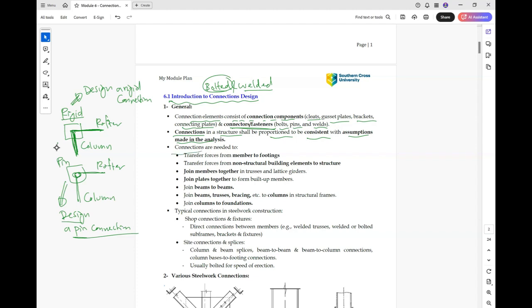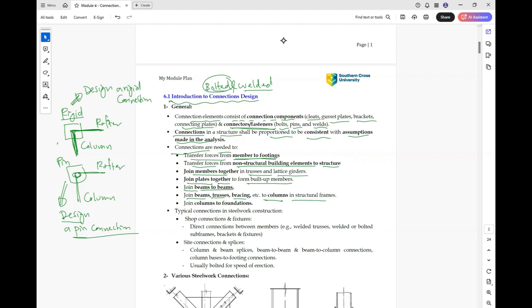The connections are needed to transfer the forces from the members to the footing, for example, transfer forces from non-structural building elements to the structure itself, join the members together in trusses and lattice girders, join plates together to form built-up members, join beams to beams, and join beams and trusses, bracing, and so on to columns in structural frames, similar to this one.